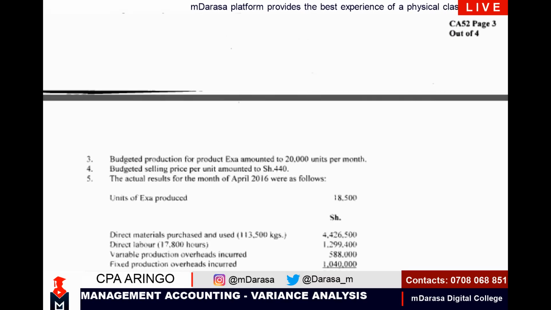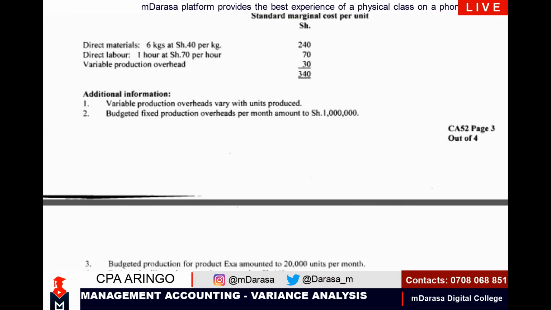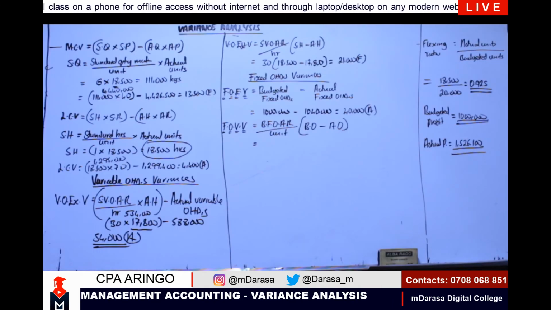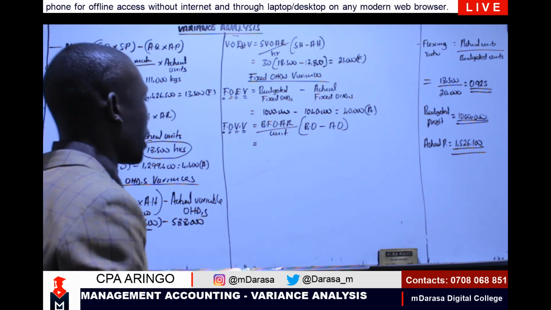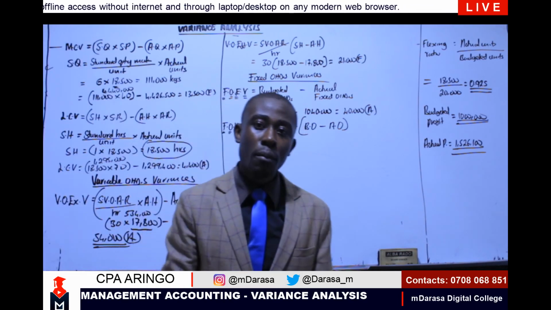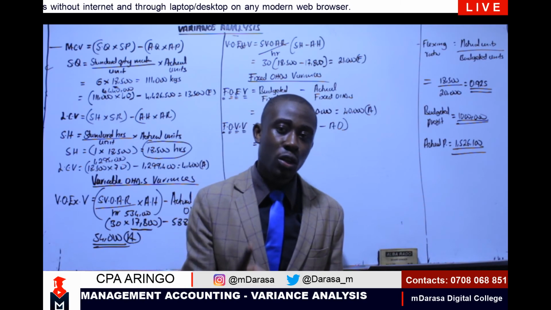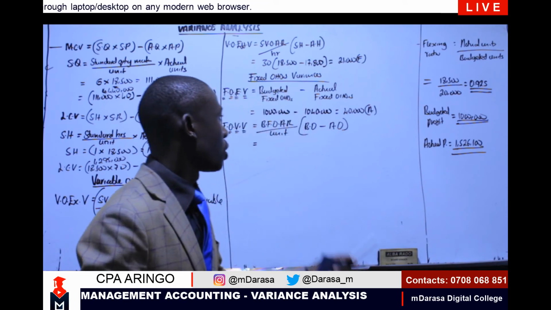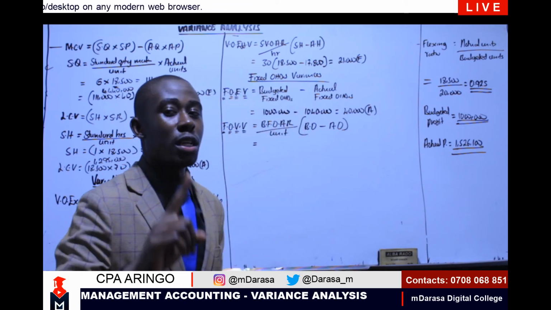If you look at this question, I was not given anywhere the budgeted fixed overhead absorption rate, but I was given budgeted fixed production overheads of 1 million. Do we know the number of units that we actually produced? Yes, we know. The units that we budgeted to produce, if you go to note 3, we are told 20,000. So I need to determine how much of fixed overheads I was incurring per unit. That is the budgeted fixed overhead absorption rate per unit.